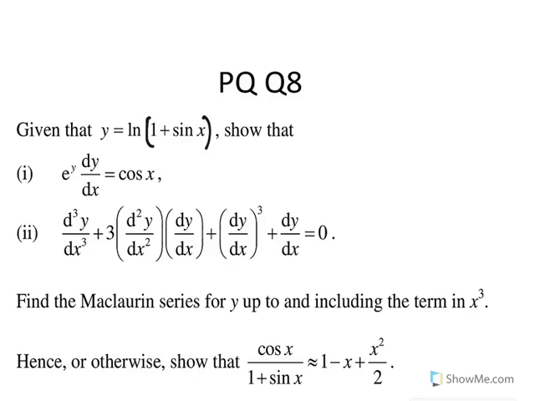So now we're looking at PQ question 8. We are given that y equals ln(1 + sin x). We want to show that e^y dy/dx equals cosine x. Right, so let's start on part 1. Very simply, we know that y equals, just write it out first, ln(1 + sin x).